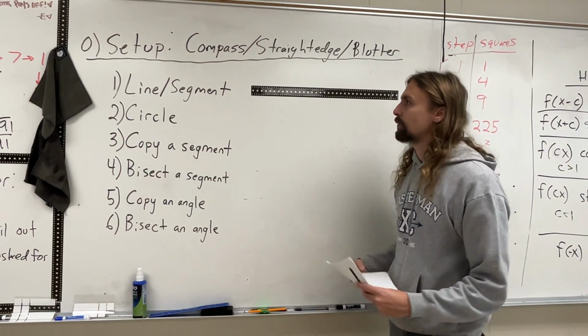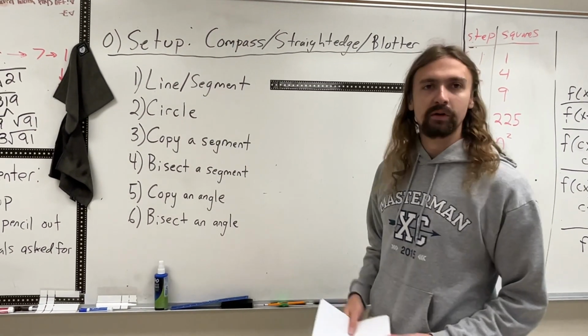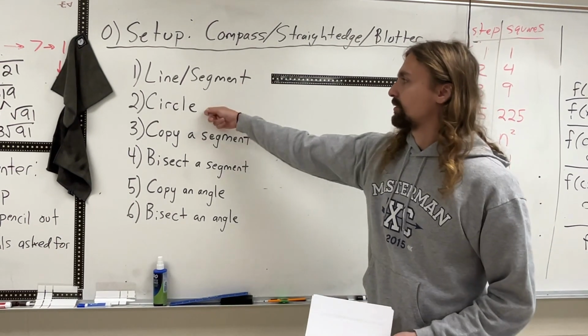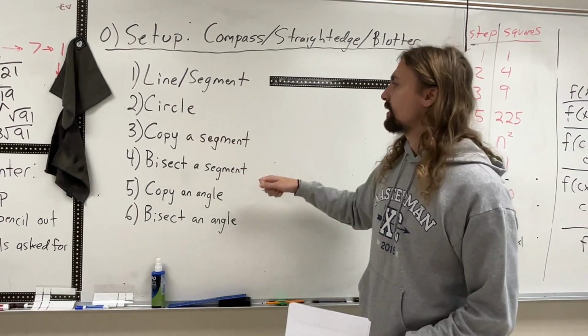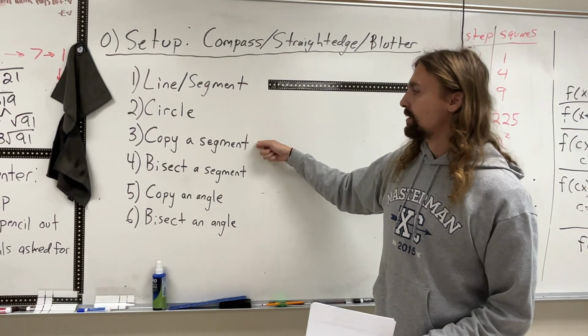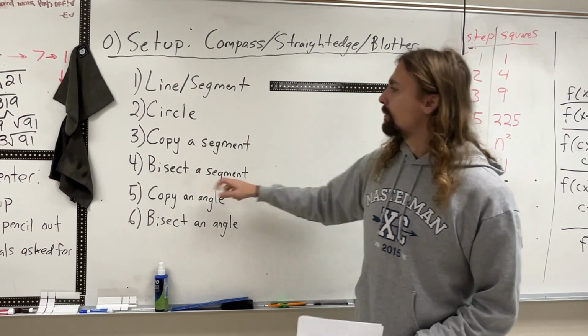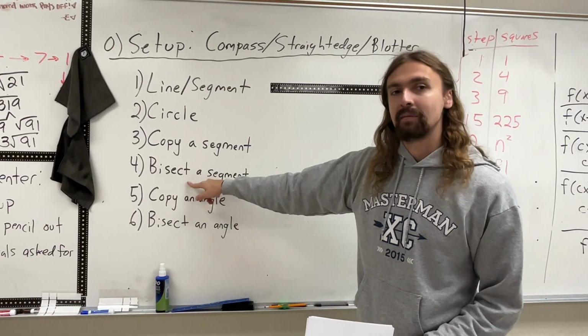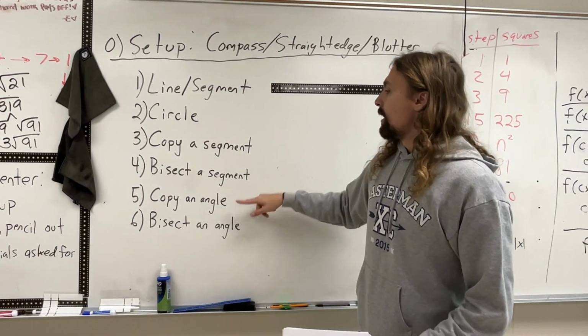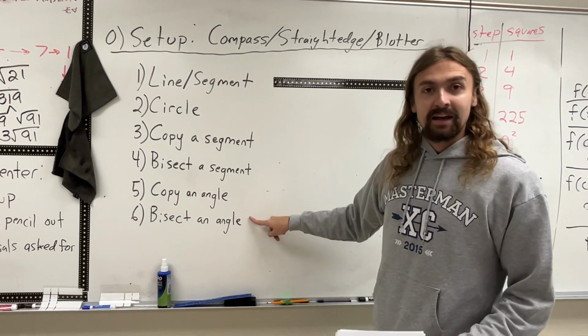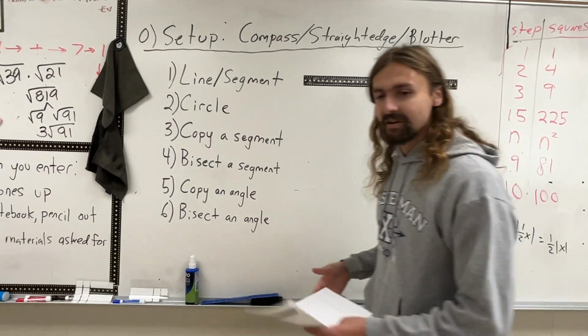What are we going to learn today? We're going to learn how to construct a line or a segment. We're going to learn how to construct a circle using a compass. Then we're going to learn how to copy a segment and bisect that segment. Bisect means to cut in half. We'll come back to that later. And we're going to learn how to copy and bisect an angle. So let's get started.